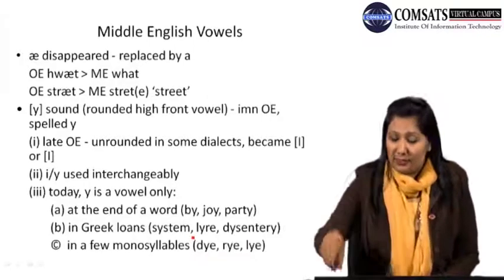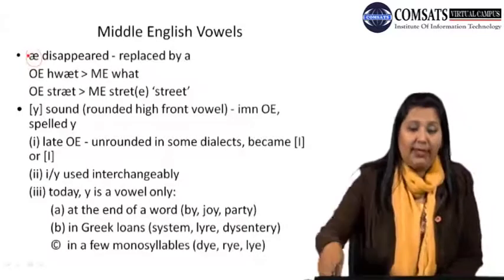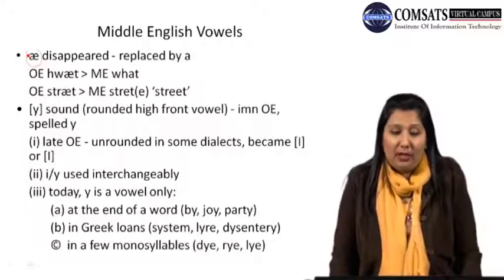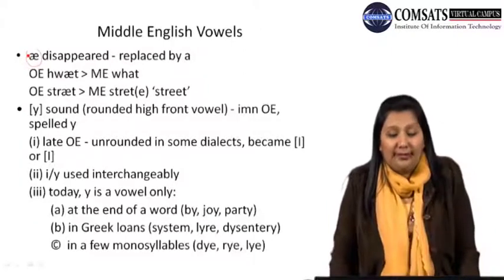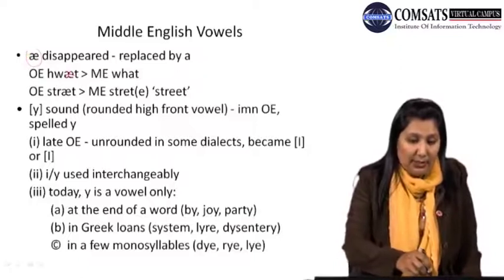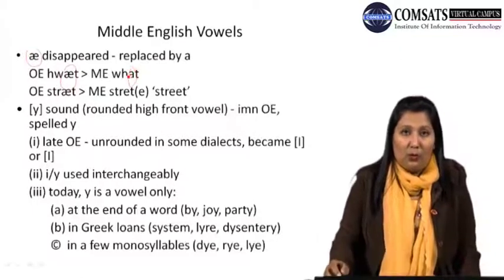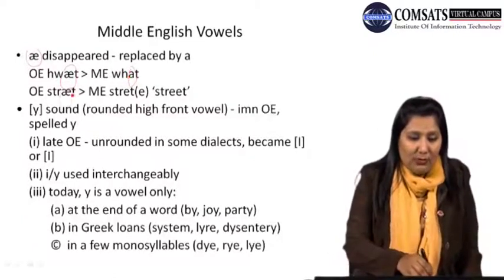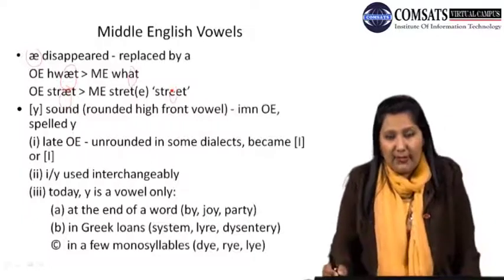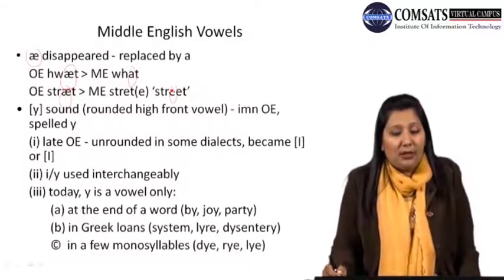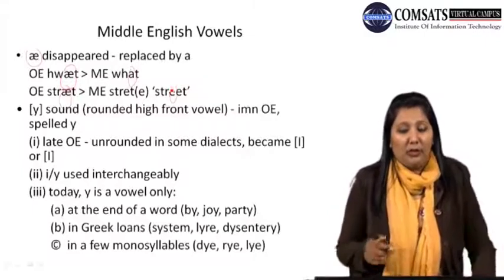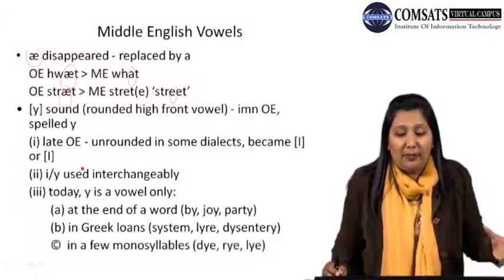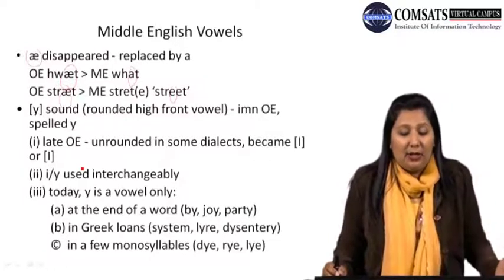A, this is the first vowel, in butterfly form. It has disappeared, and it was replaced by a. For example, in what, it was this a sound, which you see was replaced with a. What, a. Then a, stat, its a sound was replaced by e. Straight, stret. Then the y sound, or the front vowel in the Old English period, was spelled y. Then in the late Old English period, unrounded in some dialects, it became l or l.